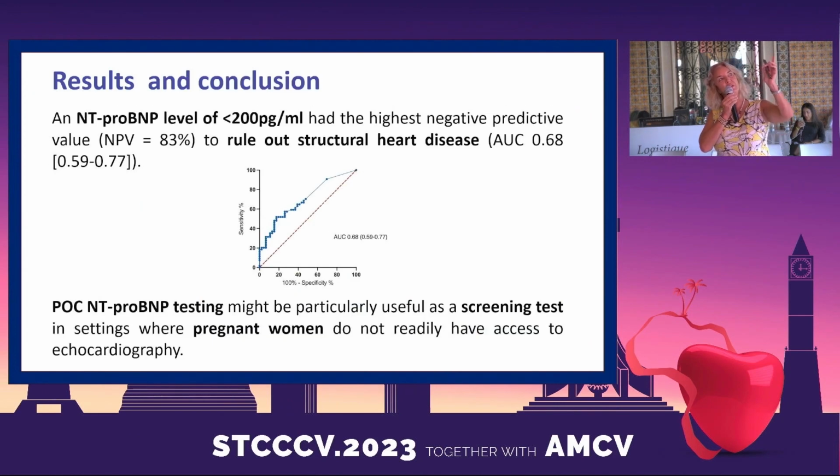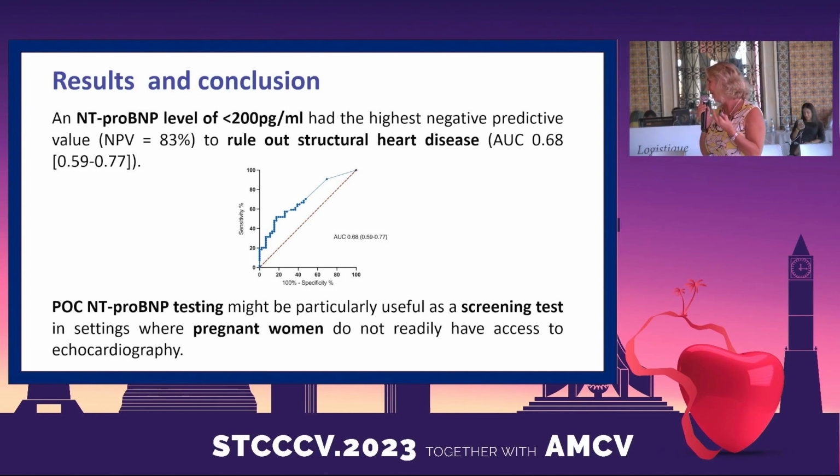So the NT-proBNP levels of less than 200 had the highest negative predictive value of ruling out structural heart disease. What it actually means is, if you have a patient who presents with shortness of breath to your primary care clinic, secondary care clinic where you don't have an echo, if the bedside NT-proBNP is less than 200, it's very unlikely that you have a heart problem.